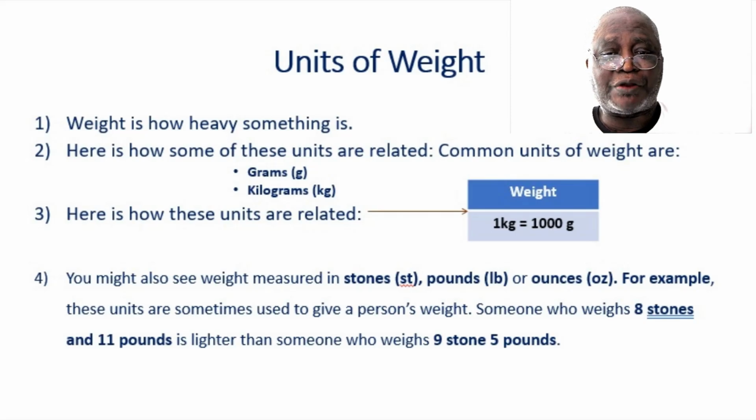You might also see weight measured in stones, pounds, ounces. The symbol for stones is ST, for pounds is LB, and then for ounces is OZ. For example, these units are sometimes used to give a person's weight, like someone who weighs 8 stones and 11 pounds is lighter than someone who weighs 9 stones and 5 pounds.